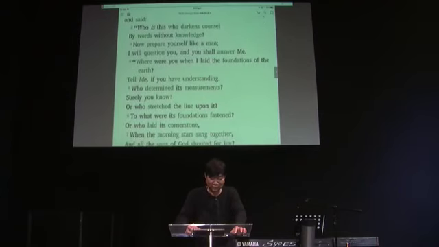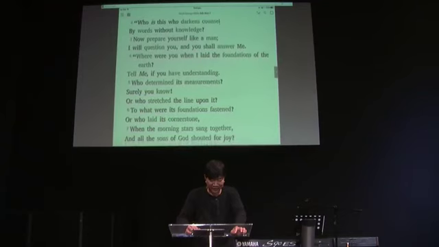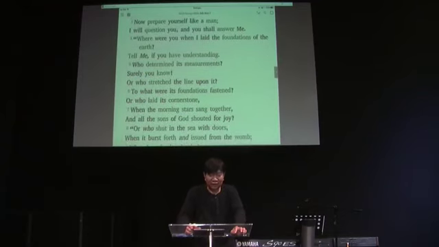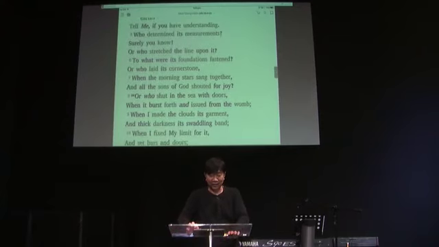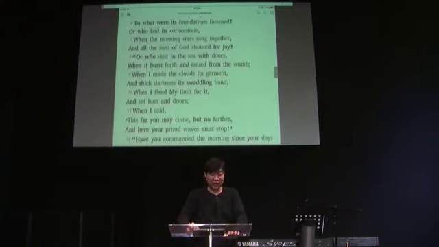The Lord spoke to Job and said, prepare yourself like a man. I will question you and you shall answer me. Job 38 verse 4, where were you when I laid the foundations of the earth? Remember, when he first created the earth. Tell me if you have understanding. Who determines its measurement? Surely you know. Or who stretched a line upon it? To what were its foundations fastened? Or who laid its cornerstone?